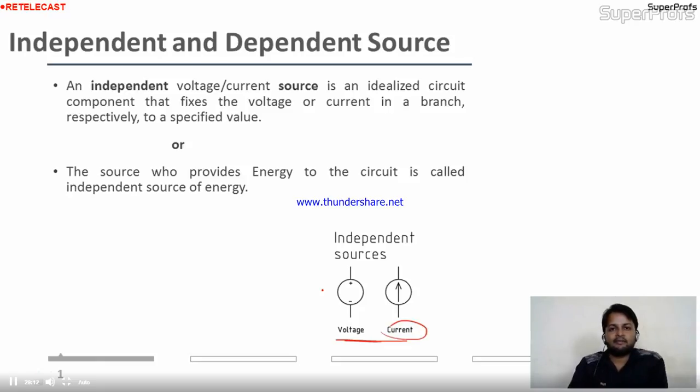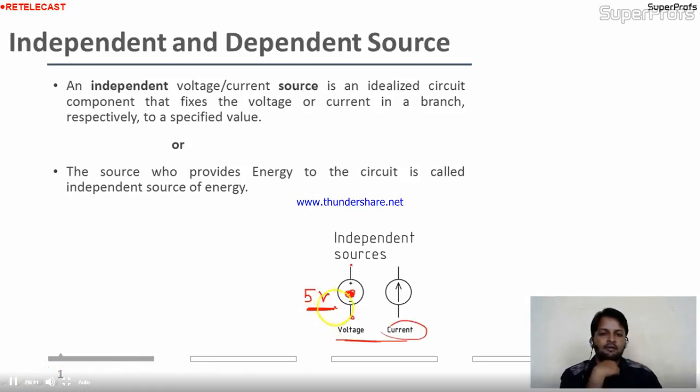What is the meaning of independent source? Independent source means we can't change the value. Suppose this is the 5 volt given here. So it will deliver 5 volt always. We can't go inside the source and change the value of 5 volt. We can regulate but can't control it. That's why it's an uncontrolled device or independent source of energy.